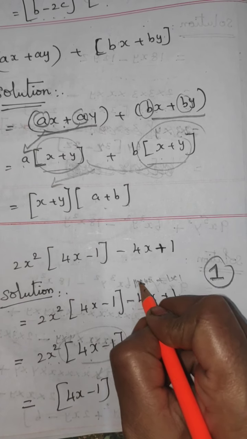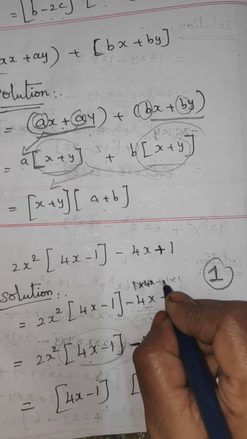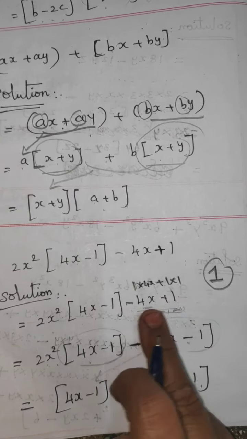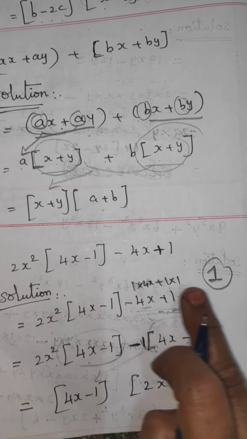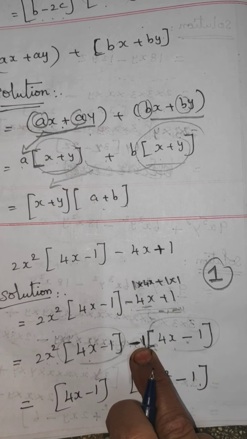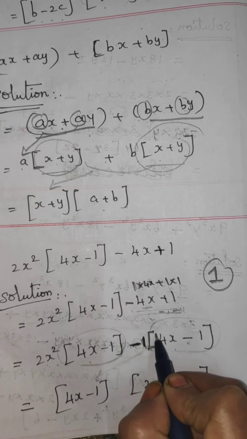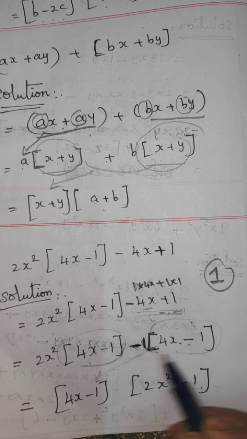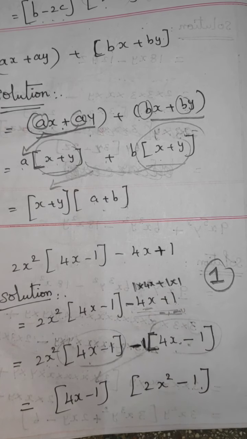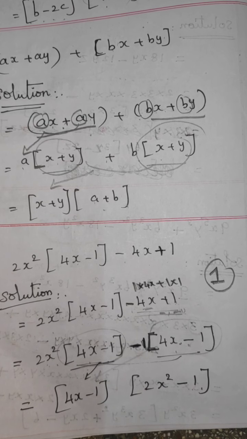Write 1 into 4x. Next here plus, after that 1 into 1. Any number not common means 1 is there. This 1 is taken out. For the minus symbol, write the minus symbol and start the bracket: 4x, and the plus symbol changes into minus symbol. Now multiply and see, the answer will definitely come. This 4x minus 1, this 4x minus 1, you write 1 4x minus 1, 2x squared minus 1.